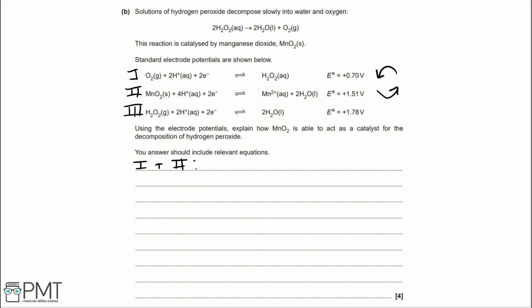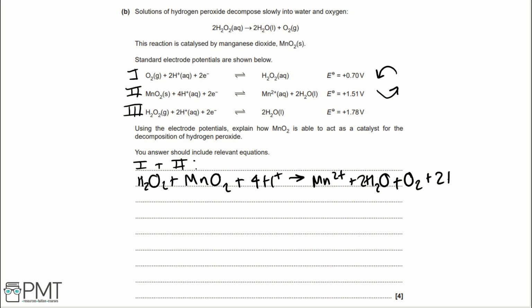So if we combine these, we would have H2O2 plus MnO2 plus 4H+ goes to Mn2+ plus 2H2O plus O2 plus 2H+. We're not finished yet. Because there's an H+ on both sides, these 2 would disappear and this 4 would turn into a 2. This is our first equation.